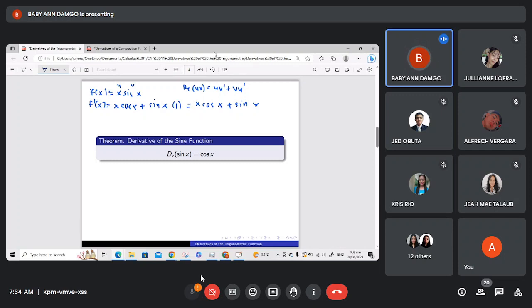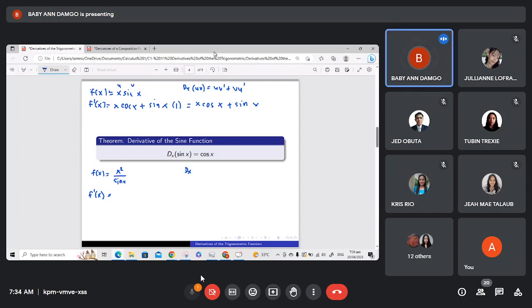Sige ha, so another example. If you have f of x which is equal to x squared over sin x. Okay, unsa man ato ang gamiton ani class? Unsa nga rule? Students. Quotient. Okay, very good.